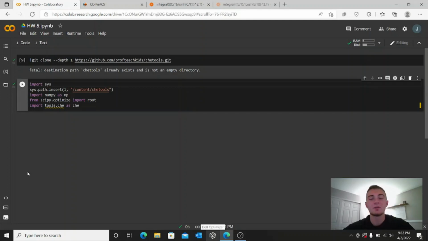Okay, so I've gone ahead and opened up Colaboratory because this is what we'll ultimately be using in order to solve this problem. And what I've done here is I've gone ahead and I've done a couple of things. First, I've imported stuff such as NumPy, numerical Python, because we will need that in order to perform our calculations for this problem. And I've also imported this CHE tools. I've cloned it in here. And essentially what this is, it's some pre-written code that will allow us to get some properties of the substances that we're working with without having to manually look them up or type them in.